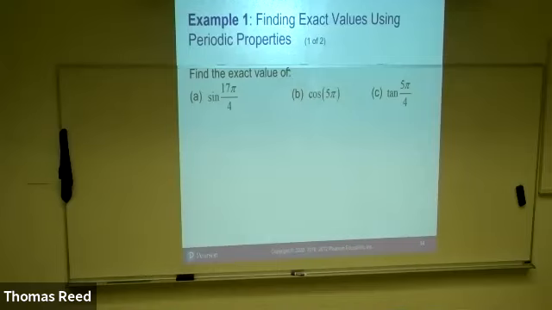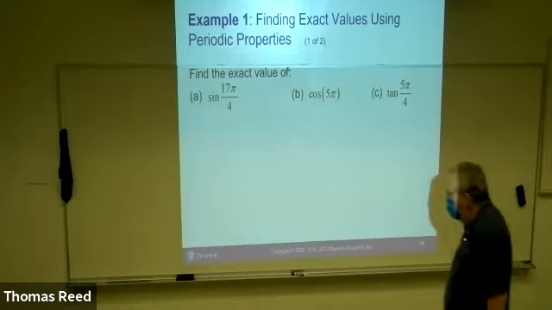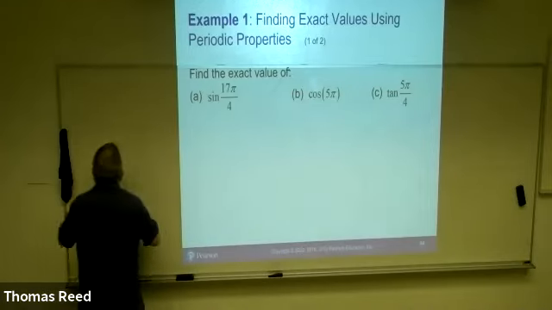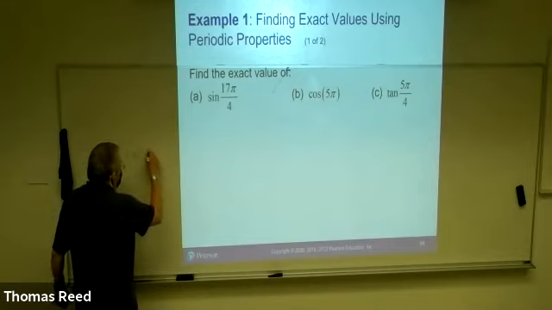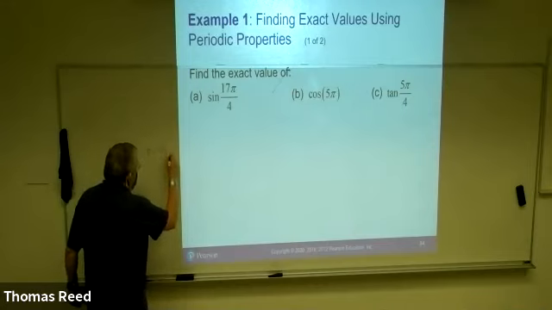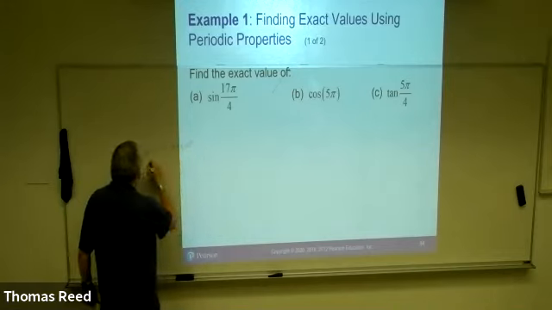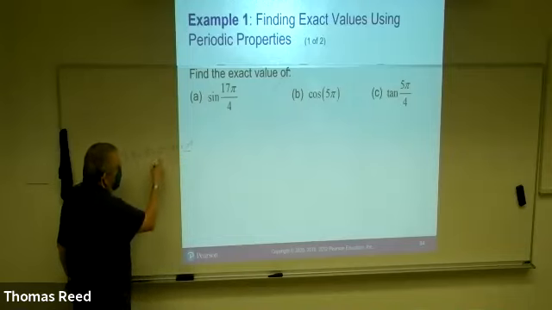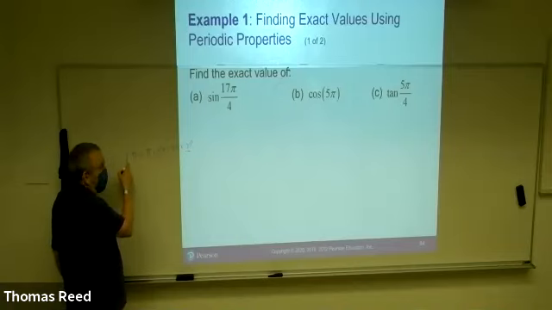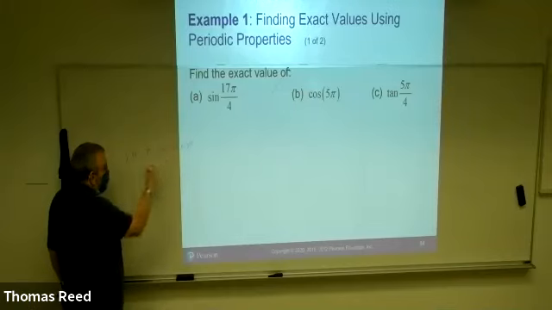So find the exact values. Well, I already did letter A. So cosine of 5 pi: 5 pi is pi plus 4 pi, which is pi plus 2 times 2 pi. I always want to write this second number in terms of 2 pi, so this has to be an even number. So I have 5 pi, and 2 divides 5 twice with 1 left over. And so cosine of 5 pi is the same thing as the cosine of pi.